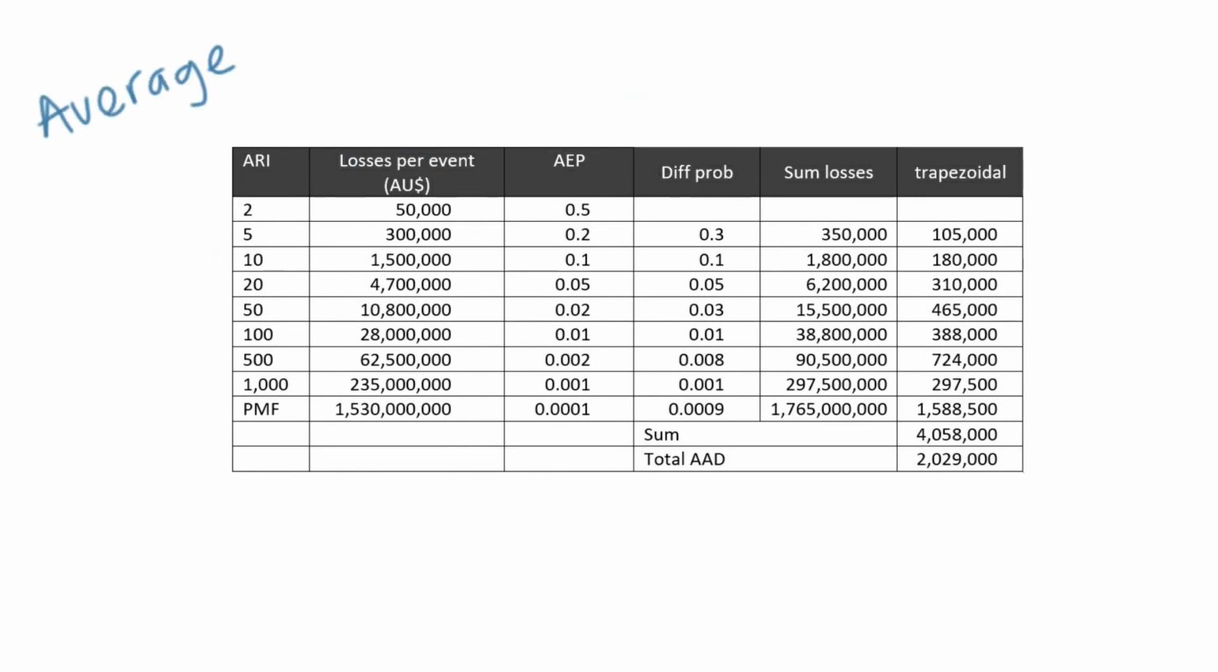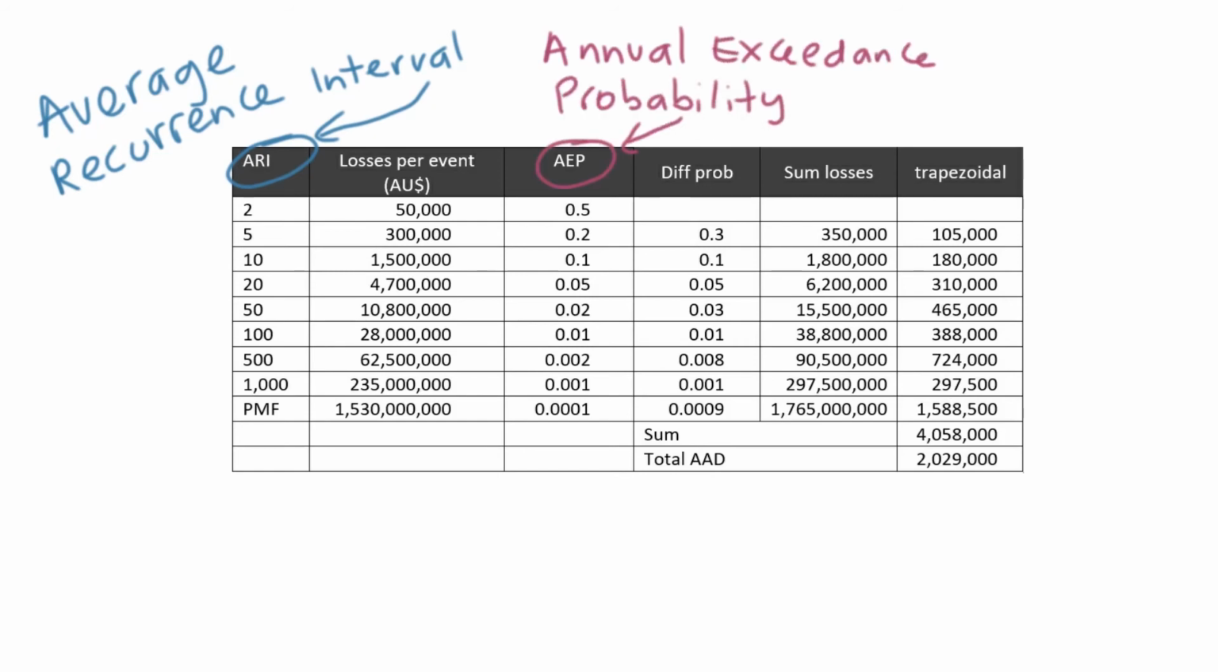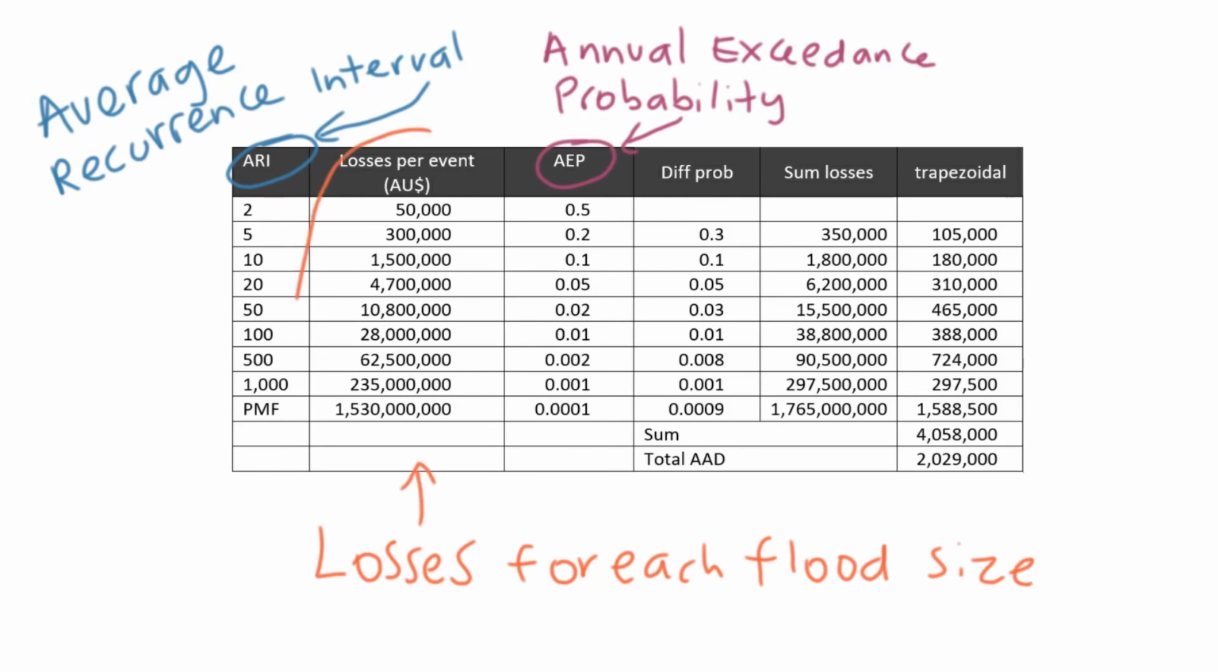So in our flood example we had the average recurrence intervals for different flood sizes, the annual exceedance probability, and the amount of losses for each flood size if there is no mitigation. That means that in this example, our counterfactual, or the base case scenario, is a no mitigation scenario, or in other words, a do-nothing scenario.